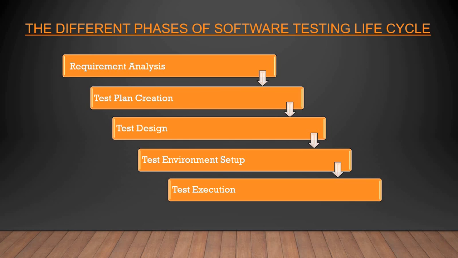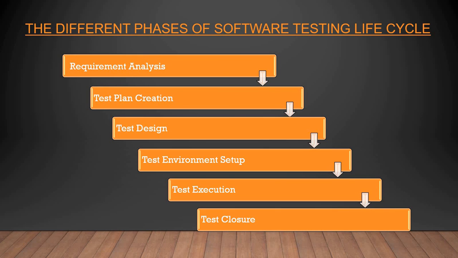So entry criteria of test execution is test plan document, test cases, test data, test environment. Deliverables is test case execution report, defect report, RTM. Next and final phase of software testing lifecycle is test closure. The final stage where we prepare test closure report, test matrix.